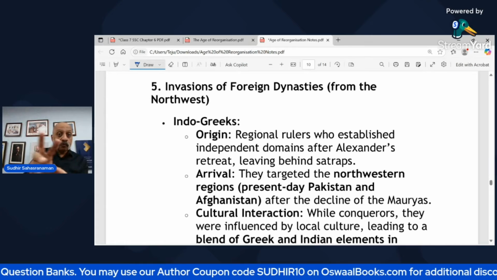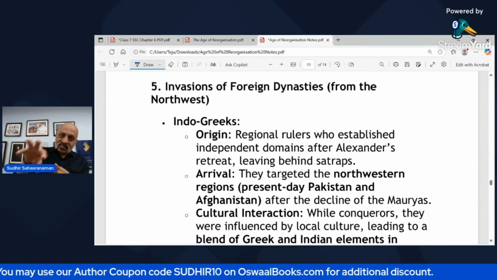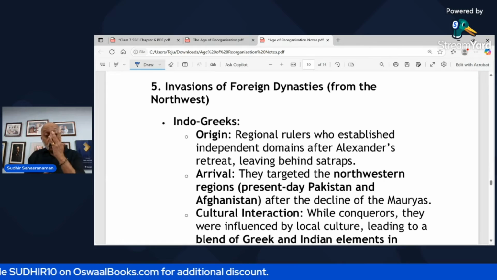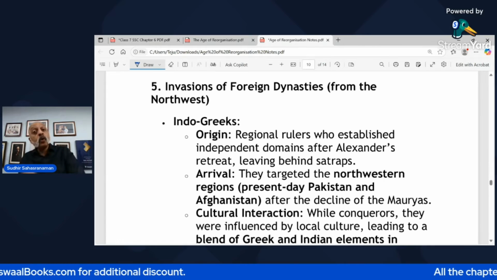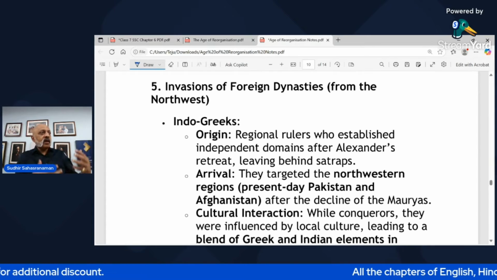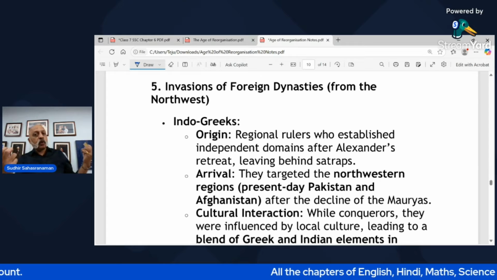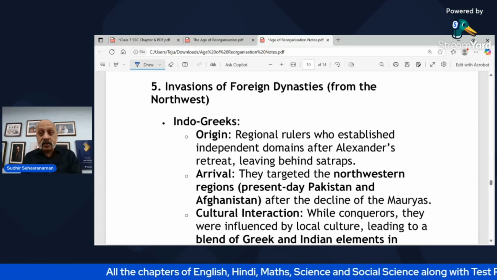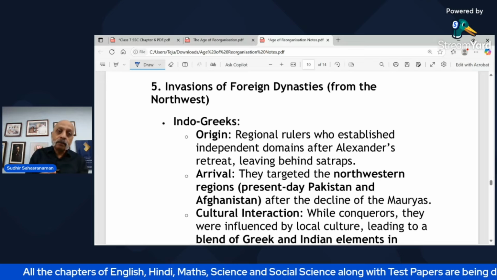These four of them, the southern part, that is 3, and the first 3. So total 6 Indian dynasties. Now we will learn about people who came from outside, because India was known as a very prosperous land. So that obviously tempted rulers from other countries to come and conquer parts of India.